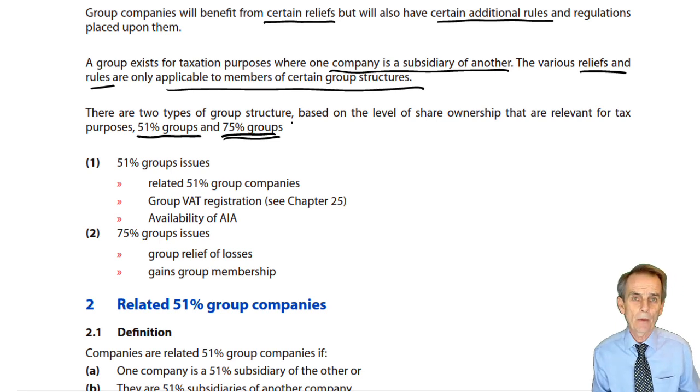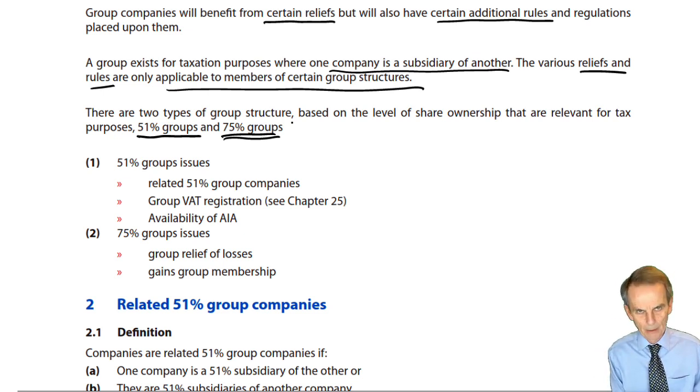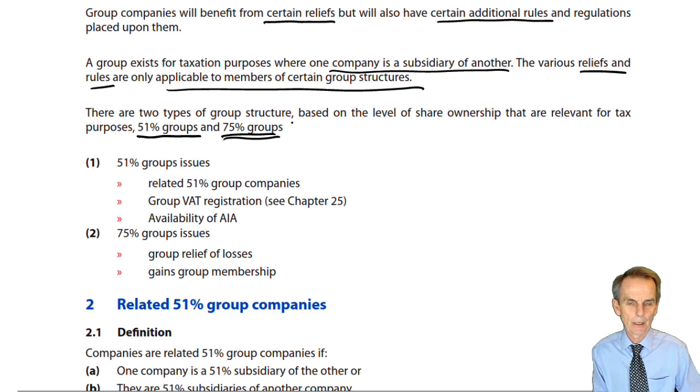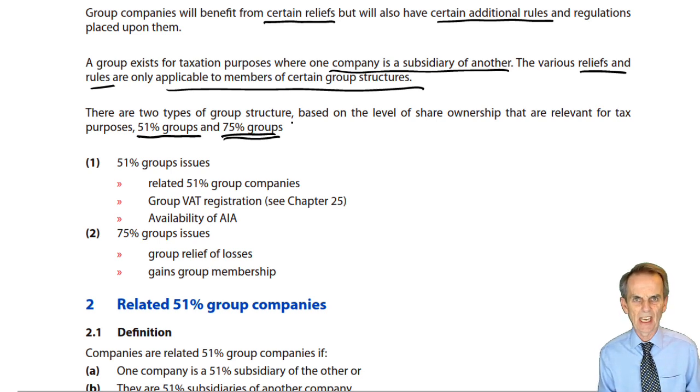What happens when we add into the mix the fact that the company that has experienced these losses doesn't exist in isolation, but is a member of a 75% group? Because group relief then comes into play. Now, group relief is probably the biggest area that we look at in this particular chapter. But in essence, the concept is very simple. We have two members of the same group.